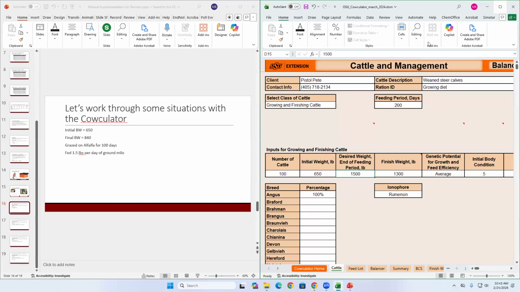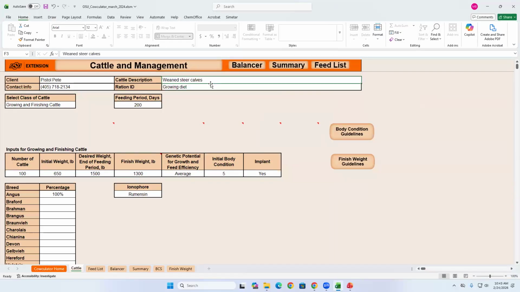Pretty simple to use. So here you can select your class. We're always going to use growing slash finishing animals, right? But you could use this software for mature cows, mature bulls. Okay. Here you can specify the number of feeding days. I think in all these scenarios, I'm using 100. Okay. You can specify the group size, which doesn't really change anything until you go to the summary sheet. You can set your initial weight. You can set your final weight, which, what did I say, 840 in the PowerPoint?